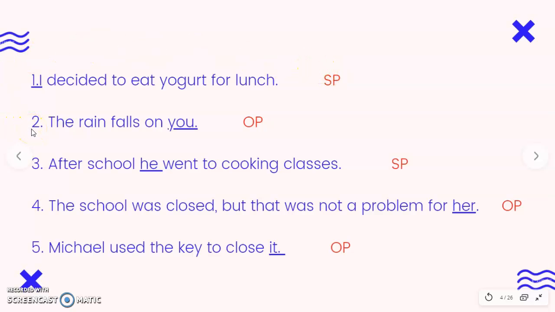Let's go to sentence number 2. The rain falls on you. So this is a tricky one because you is one of the words that could be a subject pronoun or could also be an object pronoun. So what we are going to do now is find our action verb. The rain falls on you. Falls. That's our action verb. So our pronoun is after the action verb. That means it's an object pronoun.